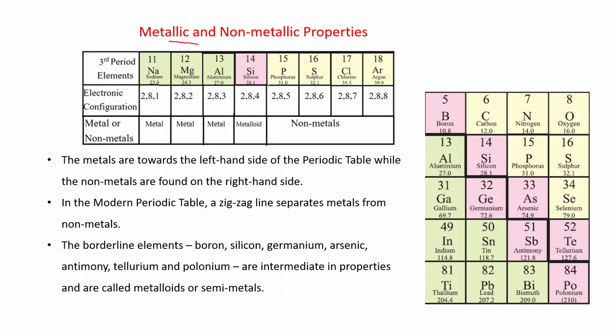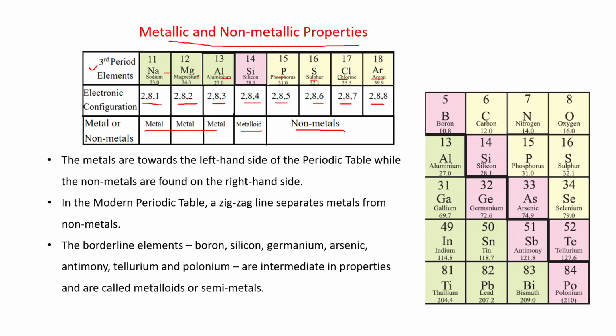Now, metallic and non-metallic properties. Again, if we write the third period elements: sodium, magnesium, aluminium, silicon, phosphorus, sulfur, chlorine, and argon, and their electronic configuration: 2,8,1; 2,8,2; 2,8,3; 2,8,4; 2,8,5; 2,8,6; 2,8,7; 2,8,8. Now if you find out their metallic and non-metallic character, we can say sodium, magnesium, and aluminium are metals. Silicon is a metalloid, and from phosphorus to argon, that is phosphorus, sulfur, chlorine, and argon, these are non-metals.